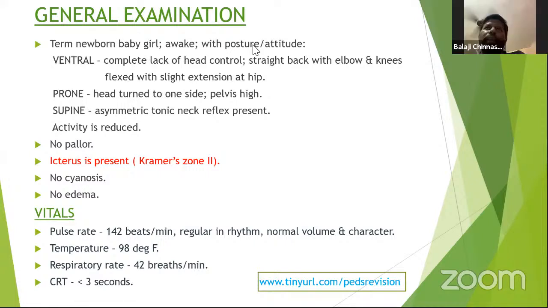Similarly, for temperature, when will you say it has cold stress? If it's between 36 degrees Celsius and 36.4 degrees Celsius, it is cold stress. If you leave it unattended, the baby is going to go even hypothermic. How will you clinically say that the baby is in cold stress, instead of measuring? By feeling the temperature in the extremities. Extremities will be cold, but the center will be warm. That is cold stress.